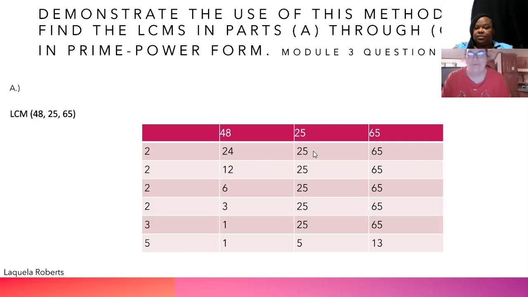So that's what you would do with 25. 25, it doesn't go by 2s. It doesn't go with 3. It goes with 5. 5 times 5 is 25. The same with 65. It doesn't divide into 2 or 3, but it will divide into 5. So we have 1, 5, and 13. Our prime factorization is 2 to the 4th times 3 to the 1st times 5 to the 2nd times 13 to the 1st.